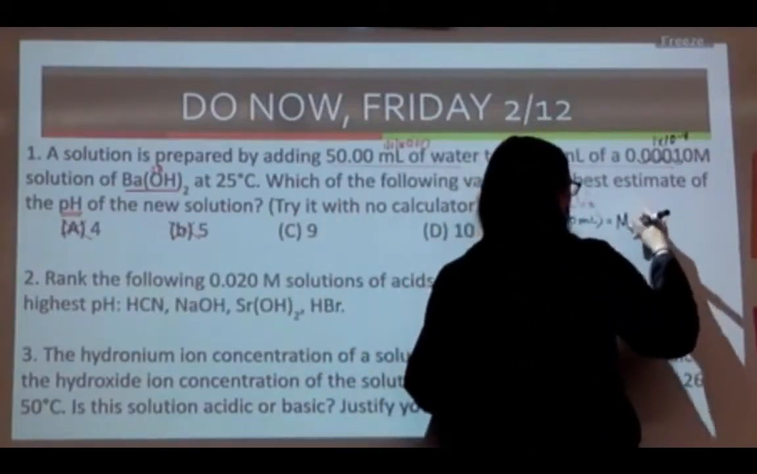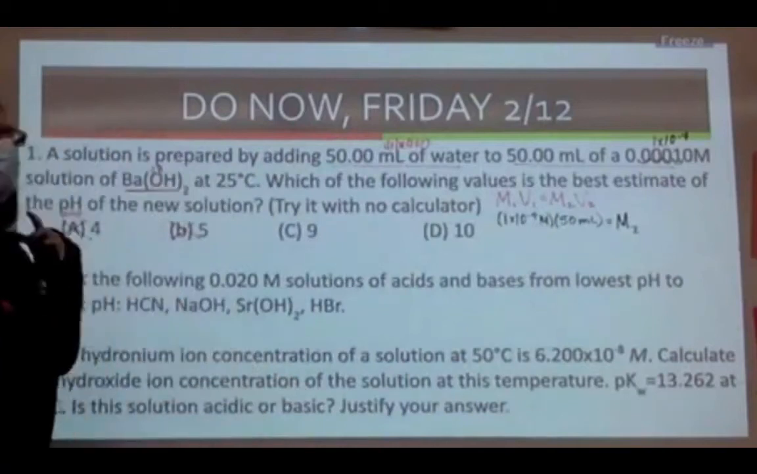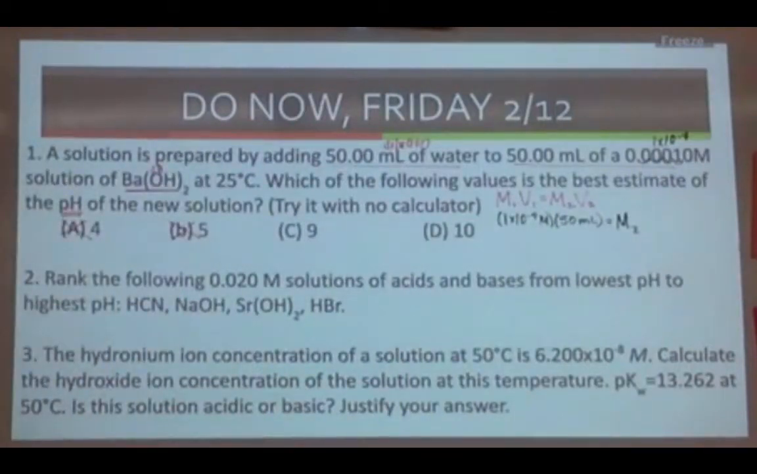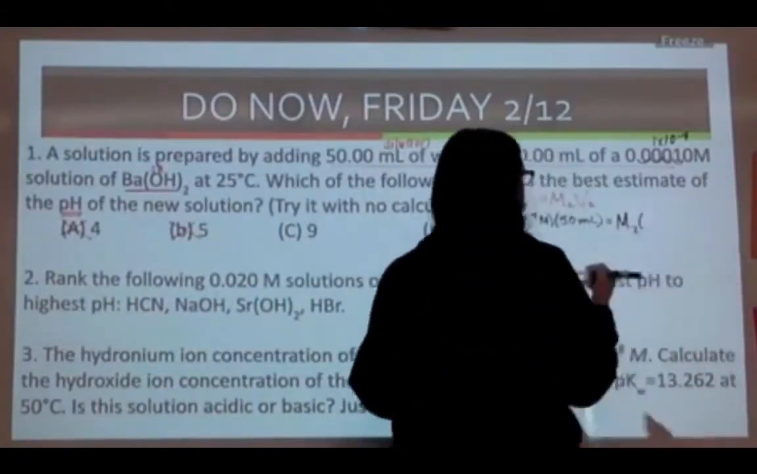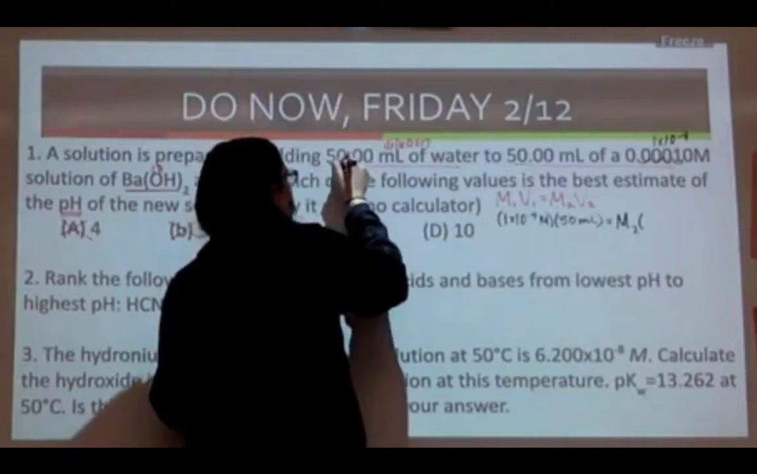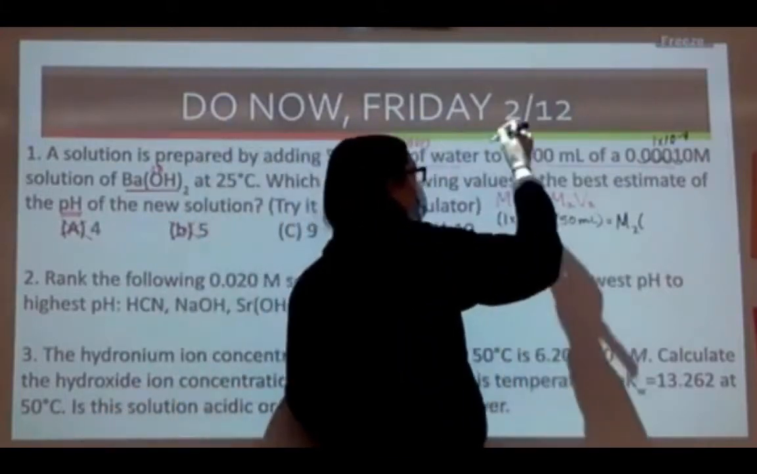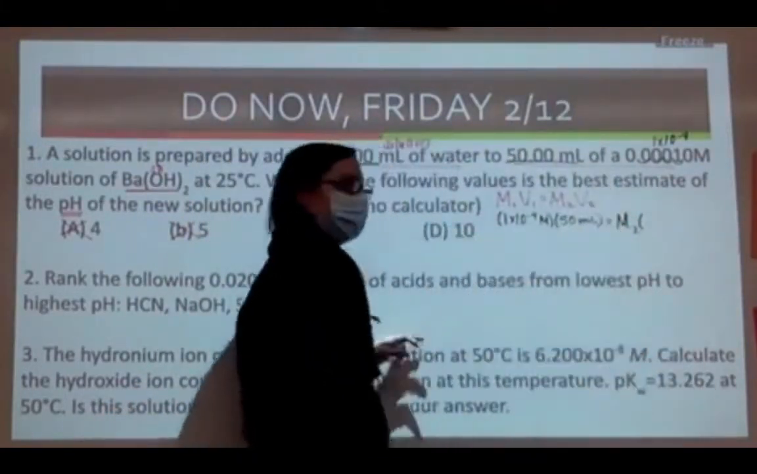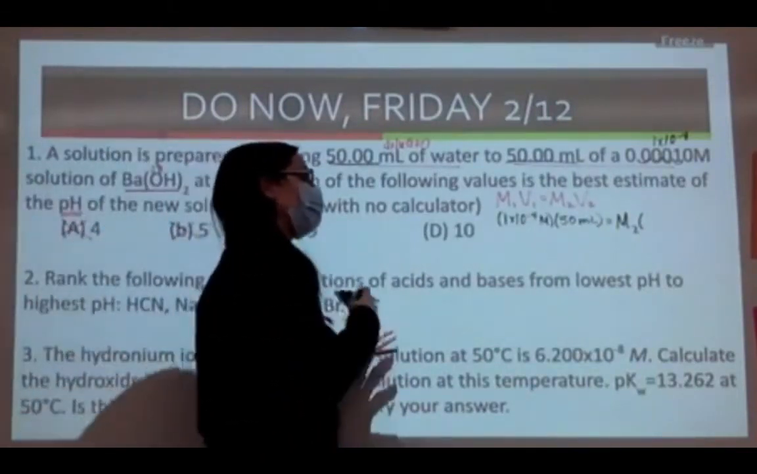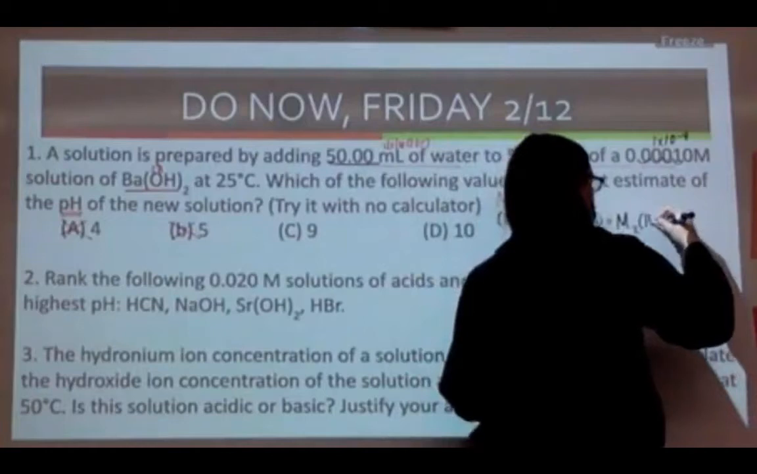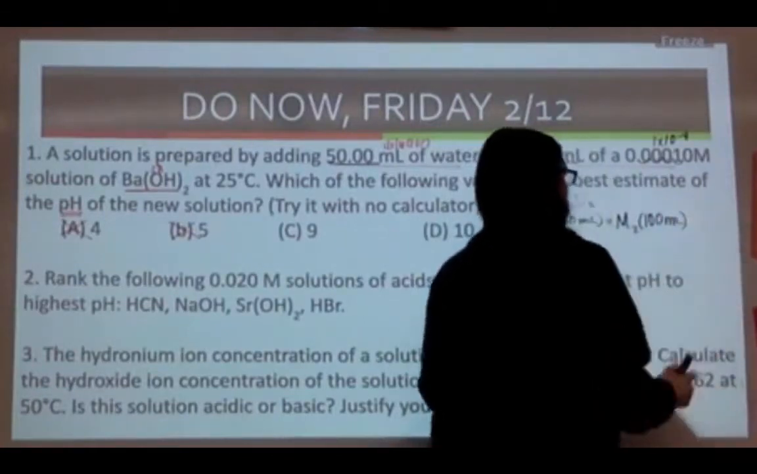Okay. M2 is what we're solving for. We're solving for the new molarity after this base undergoes dilution. Now the V2 is where we have to be careful. Here's where we need to read the question carefully. 50 milliliters is added to 50 milliliters. So 50 plus 50 is 100 milliliters.